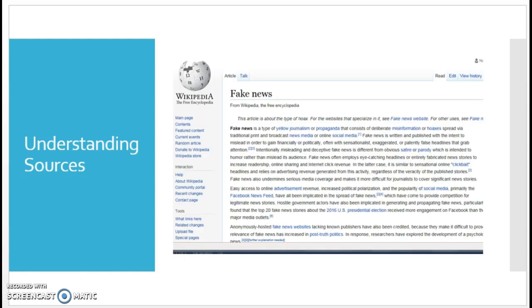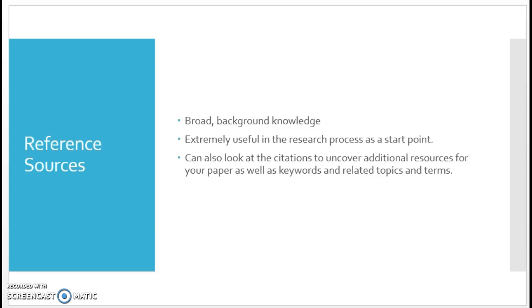The third link took you here to a Wikipedia page. People were able to correctly identify this as a reference source. It's a reference source in part because it provides you with very broad background knowledge on a topic. So rather than giving you a very deep, in-depth, complex look at a topic, it gives you a very kind of shallow but broad general understanding.